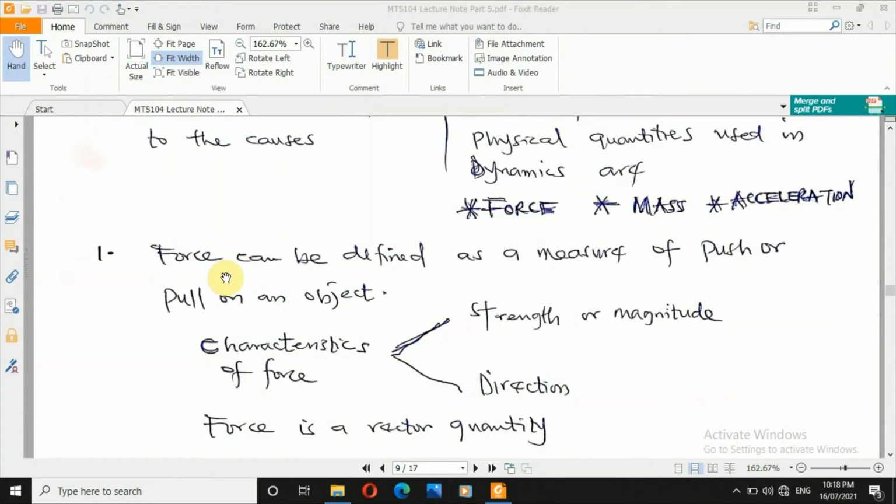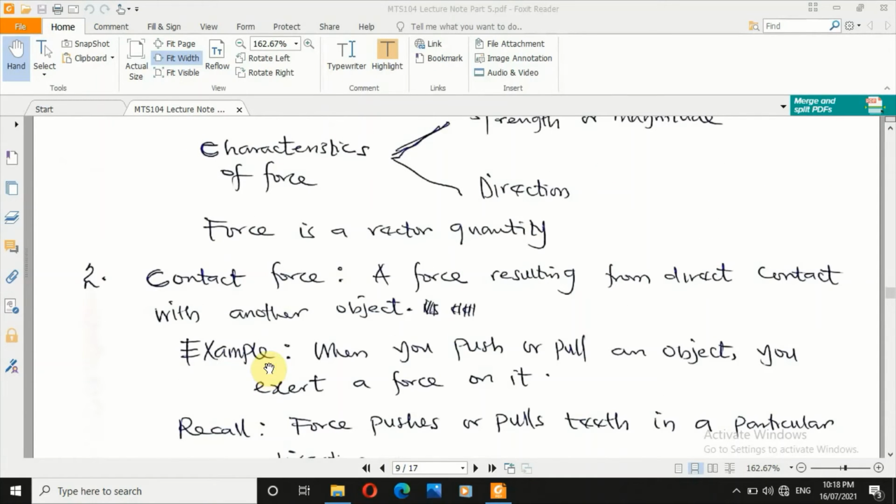Now, let's talk about what is force. Force can be defined as a measure of push or pull on an object. Now, characteristics of force. Force has a magnitude and it has a direction. So that is why force is a vector quantity. Now, what about contact force? A force resulting from a direct contact with another object. In the case of contact force, there is a contact. We know the object that is exerting it, and there's a contact between the two of them.